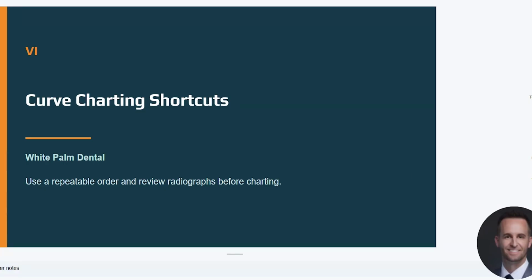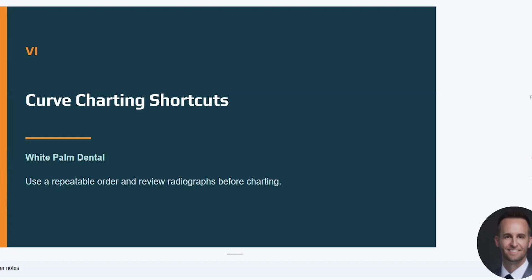So I want everyone to use a repeatable order, and it's always important to review the radiographs before you start charting. Why is that? You're going to see where there are some radiographic bone level defects. You're going to see vertical defects, and it's going to help guide you as you're charting in those areas, as you're probing and as you're measuring gingival margins. You're going to tell yourself, okay, there looked like there was a large defect between number 2 and 3. Why am I only getting a 2 millimeter probing depth? Maybe I need to re-angulate my probe.